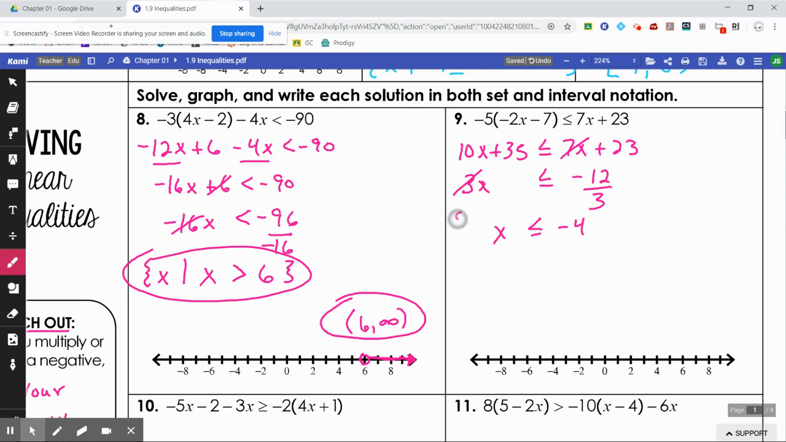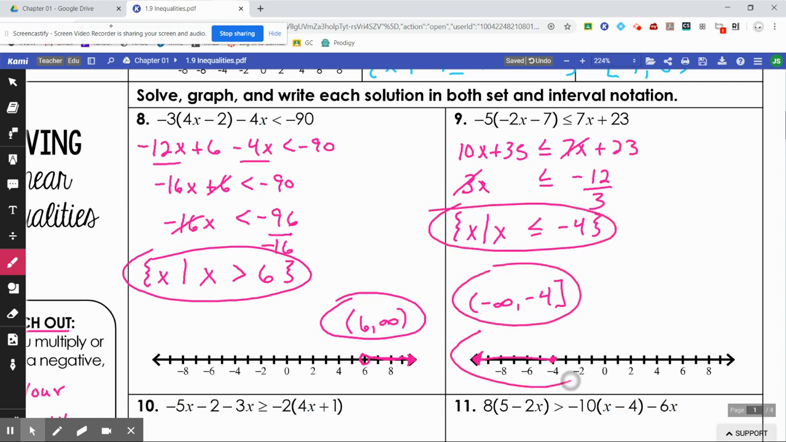So set builder notation would be, your answer is all x's as long as x is less than or equal to -4. So let's do a solid circle, shade everything smaller than or less than -4. There's your answer. So that would be all values from -infinity up to -4, including -4. So set builder, interval notation, and your graph.